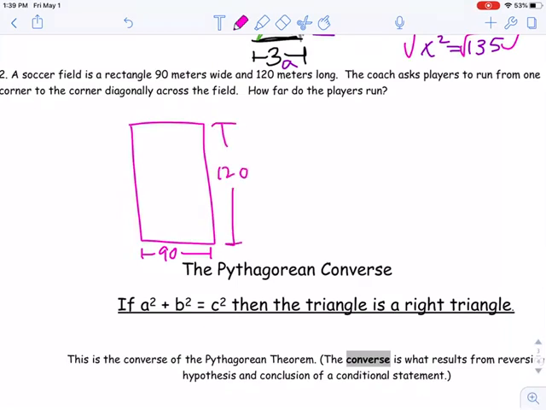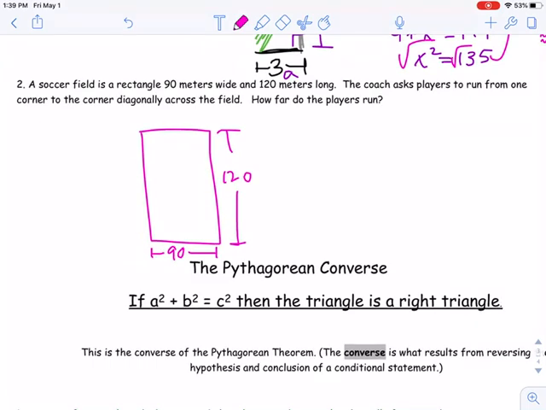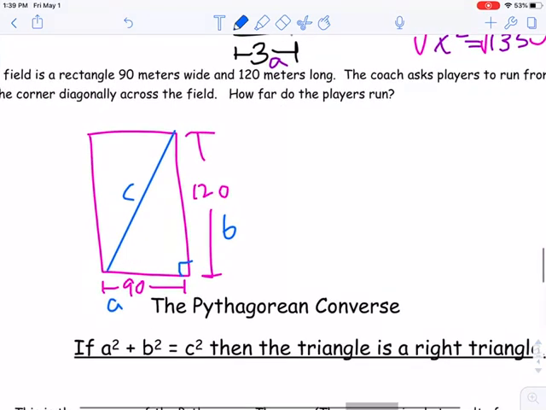Alright. Coach is grouchy. They want to make their players conditioned. They're going to tell them to run corner to corner. So if you run corner to corner, how far are you running? Again, A, B, the hypotenuse is C. That's what we need to solve for. Again, it's good to draw a picture so you see what information you have and what information you need to find.